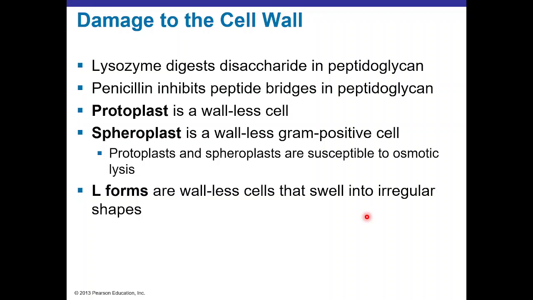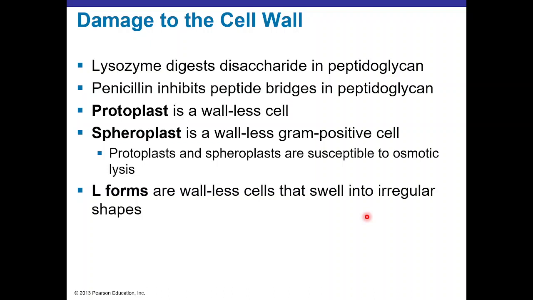Now, how can you damage the cell wall of bacteria? Well, naturally in our body, we produce this enzyme that is called lysozyme that is found, for instance, in tears, saliva, or in secretions of the digestive system. And this lysozyme enzyme will break down the links between NAM and NAG. So it breaks down the disaccharides in the peptidoglycan.